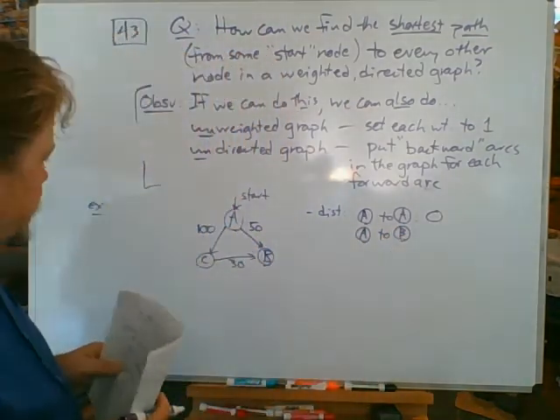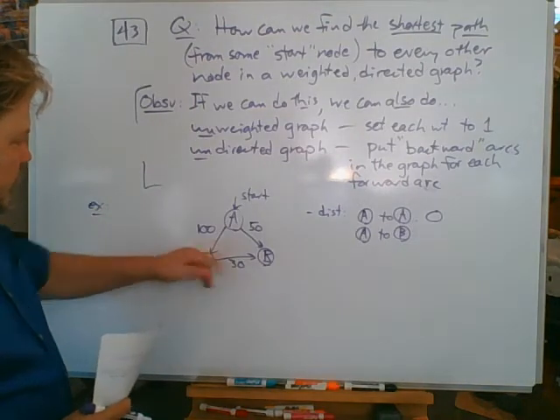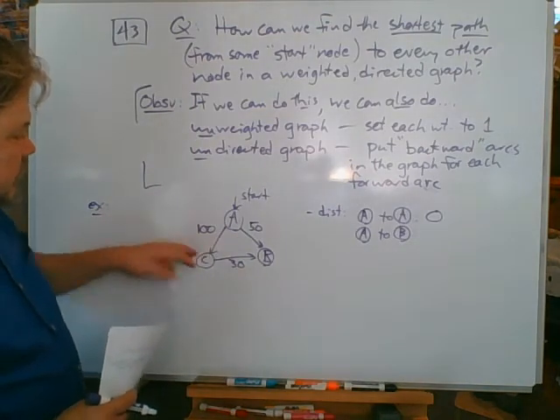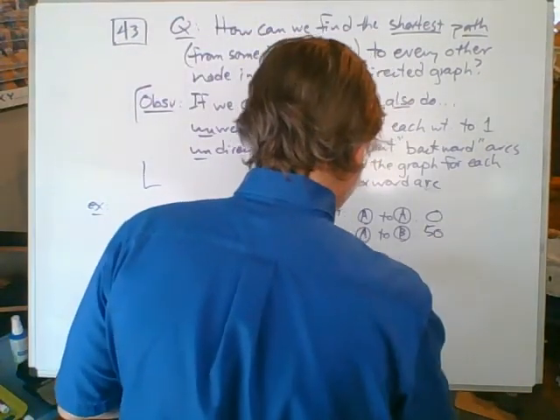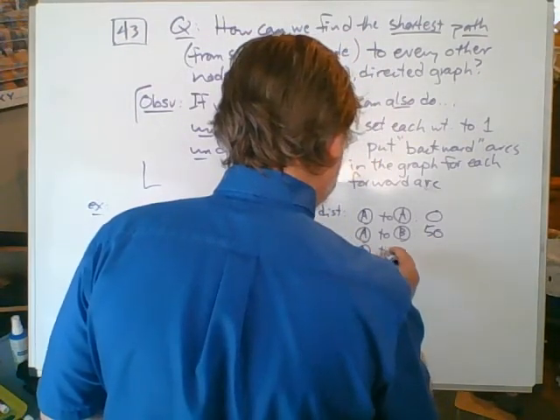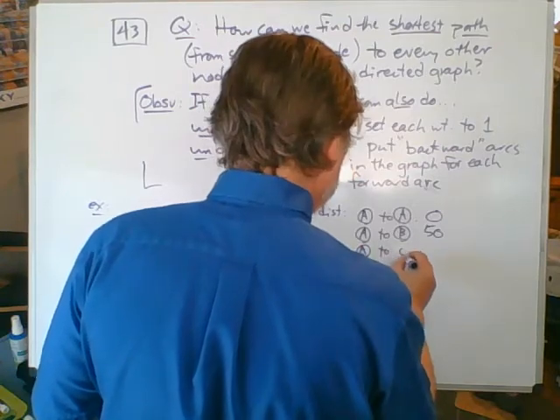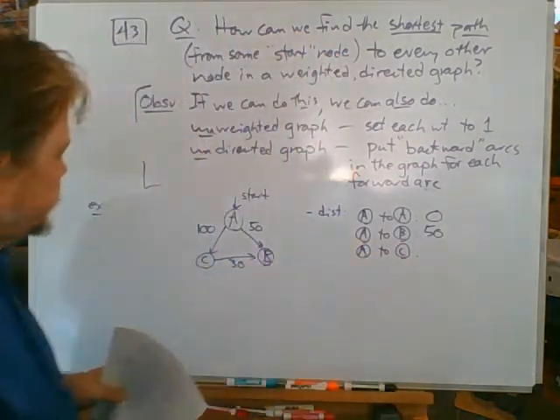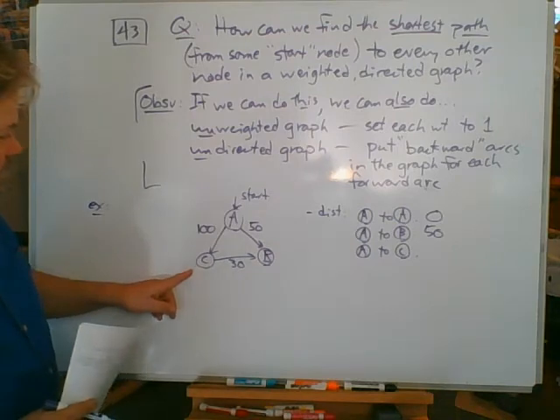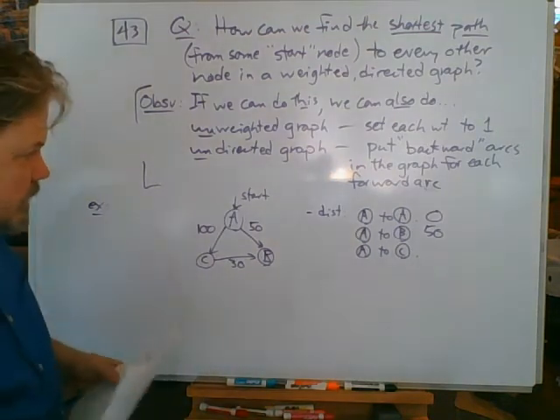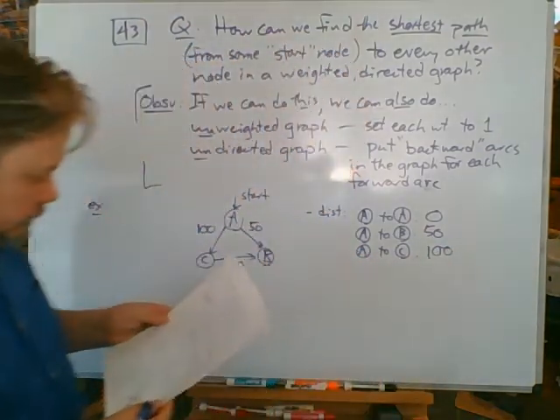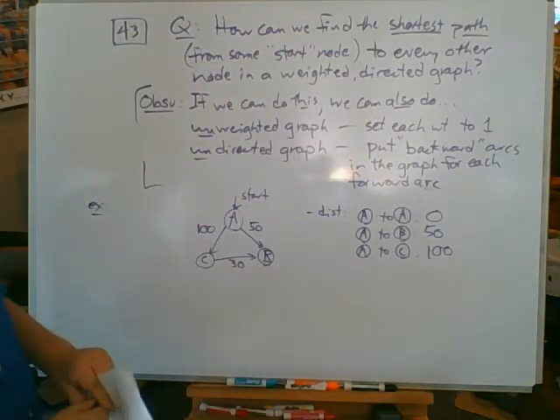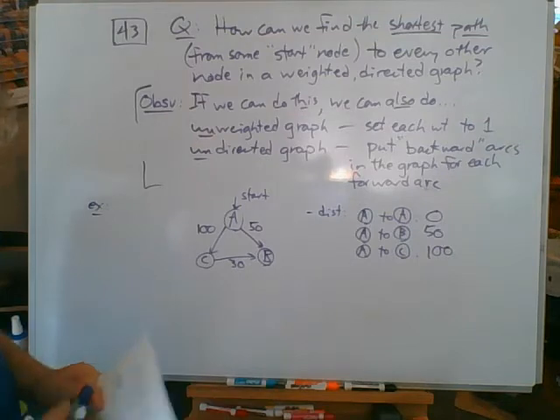Now, we're looking for the shortest path. Well, the shortest path is that 50. It's either that or the 130, so let's take the 50. A to B is 50. And the shortest distance from A to C. C is pretty far away. It's 100 over here. But that's the only way to get there. So the shortest distance from A to C is 100. Well, that was easy, wasn't it?